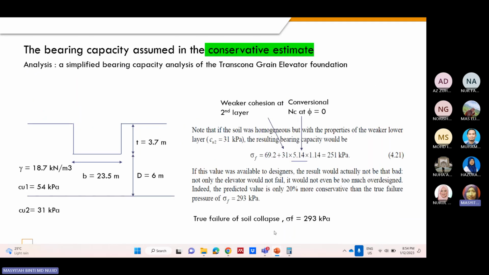So apa yang berlaku is that the calculations is safe. Maknanya 251 kPa ni lebih kecil daripada true collapse failure 293. Tapi the predicted value is only 20% more conservative than the true failure pressure, which is 293 kPa. So kalau tengok dia punya range agak besar sangat lah kan. And that's why it is called as a conservative estimate. Maknanya dia ambil weaker cohesion dengan some assumptions that Nc at phi sama dengan 0. So this value is 251. So nampaklah dia punya calculation safe because it's less than 293.